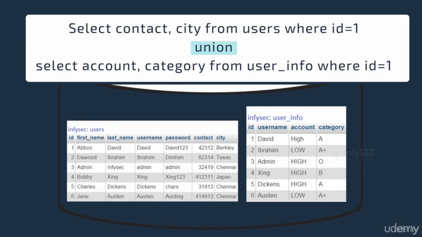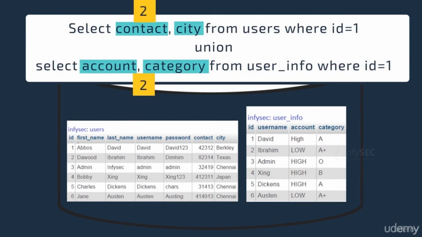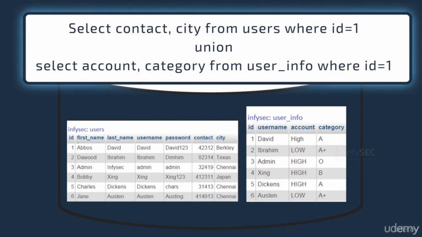In such a scenario, the union command allows obtaining a result set from different tables by combining two select statements, with a condition that the number of columns selected in both the statements is the same. This is how a union command works. This command now retrieves the contact and city from the table users pertaining to user ID 1, along with the account and category from the table user_info, whose ID is also 1.